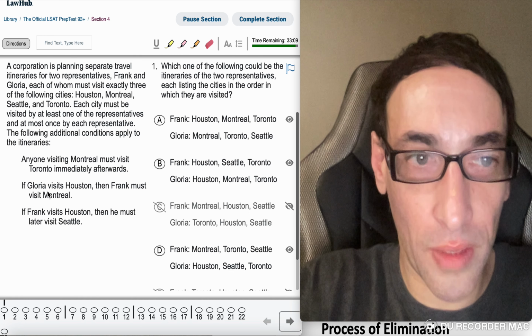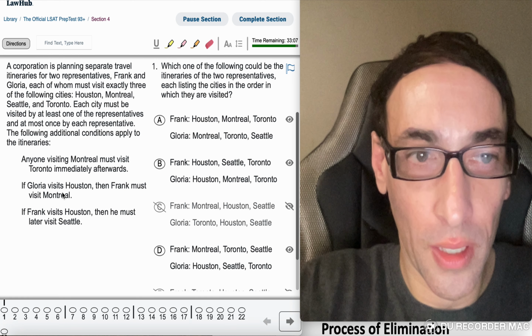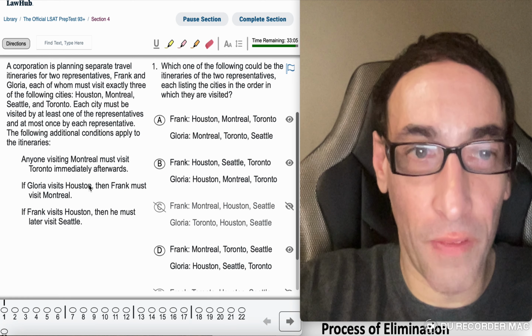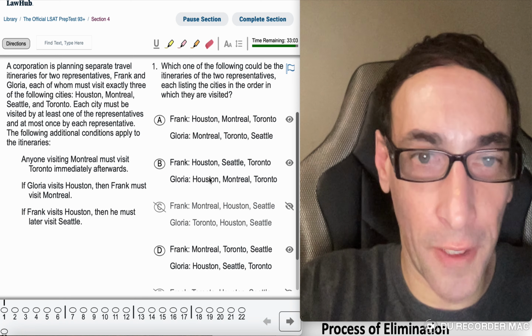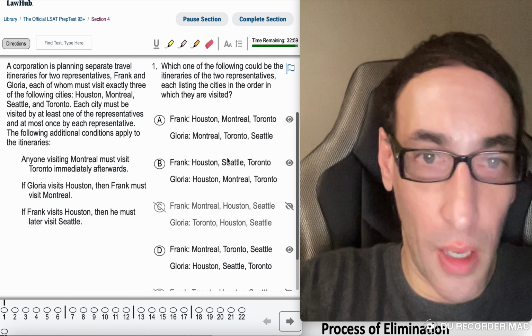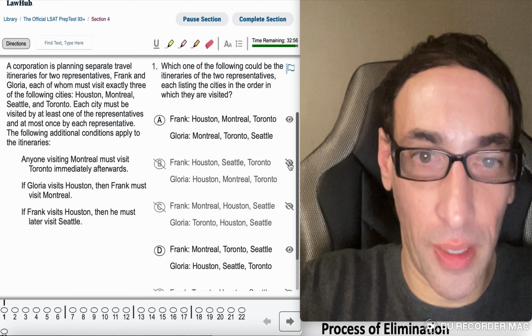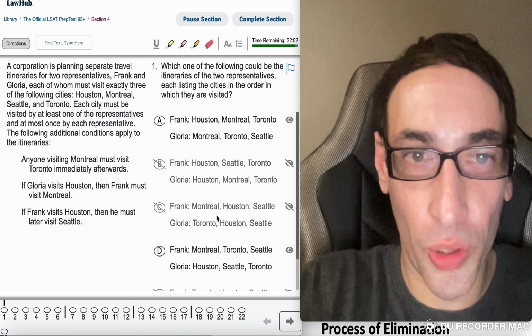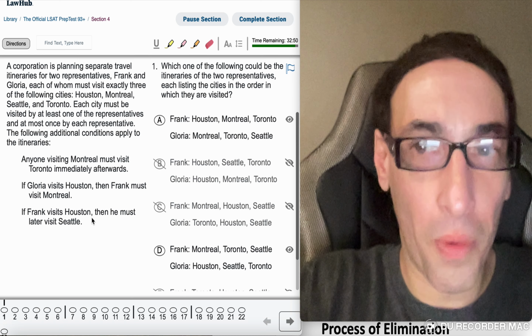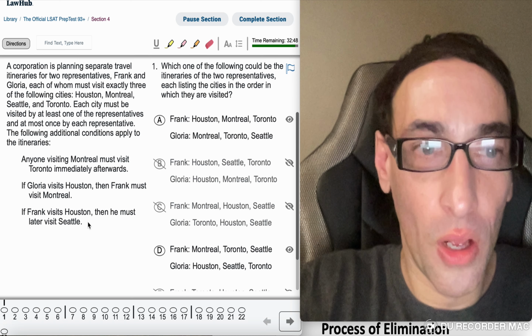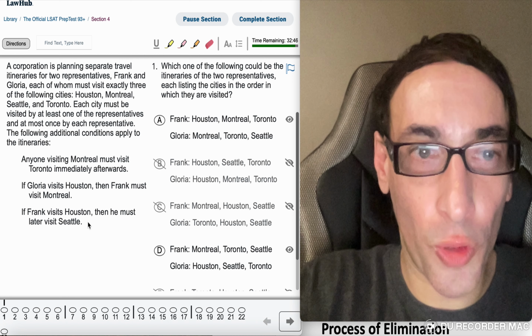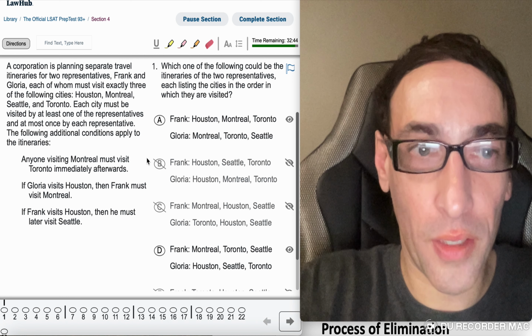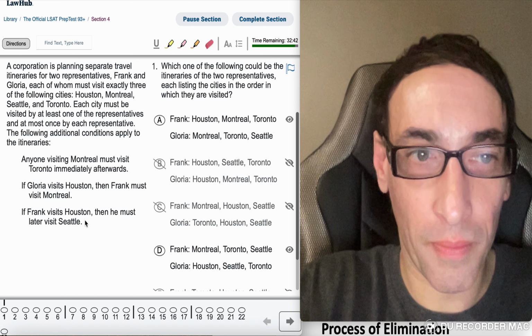Second condition: if G visits H. It doesn't have to, it just says if G visits H. So G's visiting H here, then F must visit Montrose. I don't see Montrose here, so I'm going to eliminate it. G, F, according to the rules. Okay, so I'm down to two choices. We're hoping the last condition removes the wrong choice and we're left with the final answer. And this is what I mean by process of elimination.